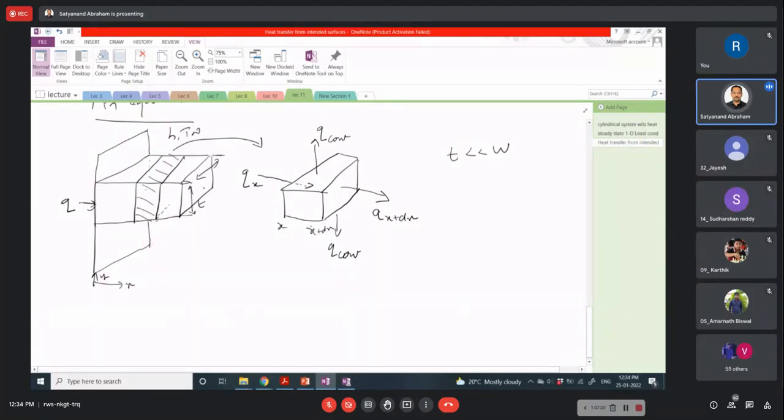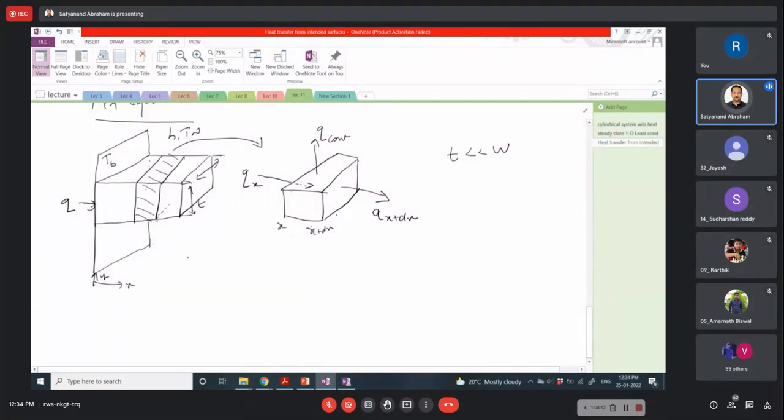So whatever heat is coming in from the base, here we have the highest temperature, TB. Therefore, heat is being passed in the X direction for an elemental strip. Whatever heat comes in, a part is convected out, and the rest is again conducted in the X direction. Instead of writing Q convection in all the directions, I'm just saying Q is convected, so we have to consider the whole area. That's what we are going to see here.